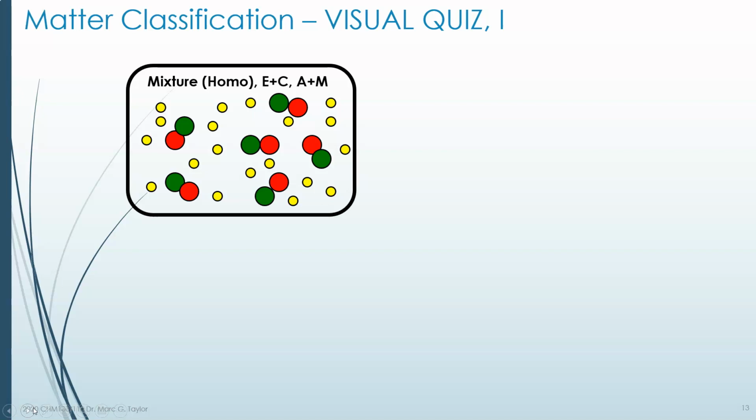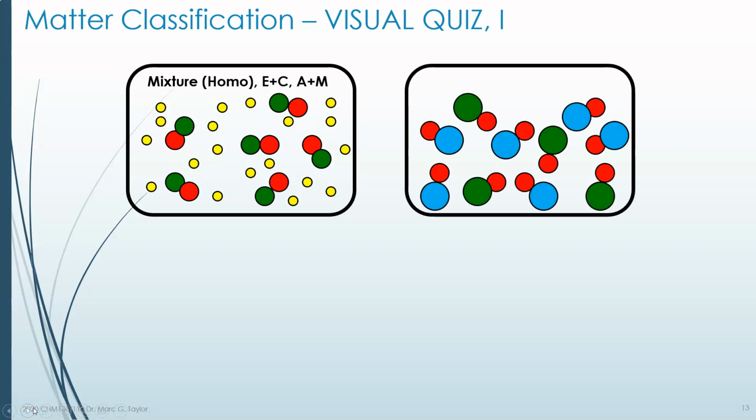It contains both an element, the yellow, and a compound, the red-green, and it contains single atoms, the yellow, and molecules, the red-green. So this is how you would write the answers if you were taking a test, in order to distinguish each of the four questions. Here's another one. Take a look. I'll give you a second to try to figure out what this is.